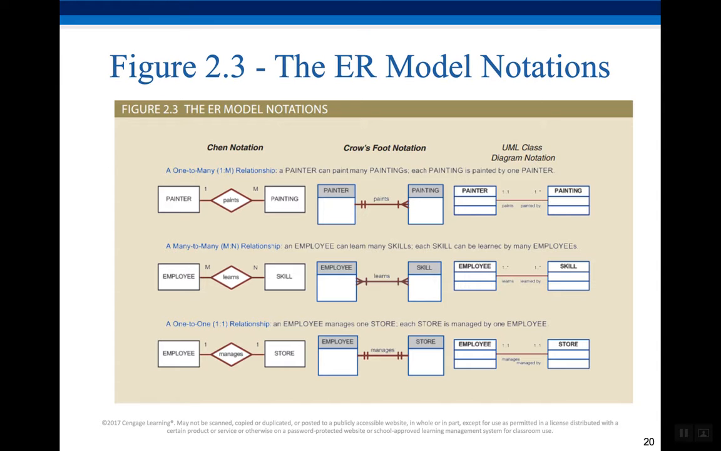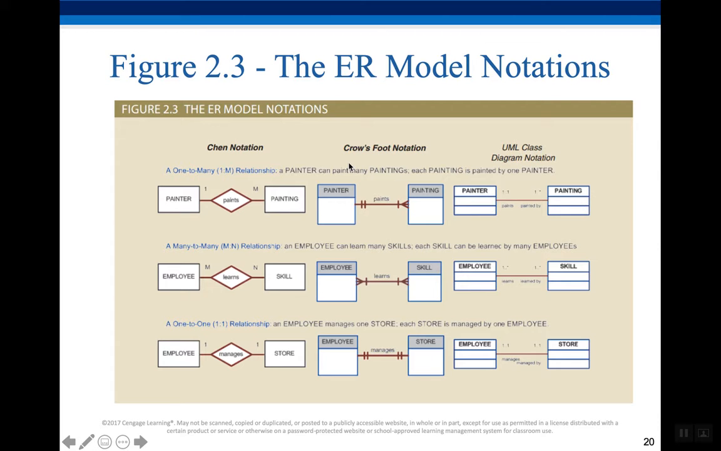There's a couple different ways of doing this. There's what we call a Chen notation, the crow's foot notation, or a UML class diagram notation. If you look at these three, basically what you're seeing here is the same model represented in a different notation. All three mean the exact same thing.